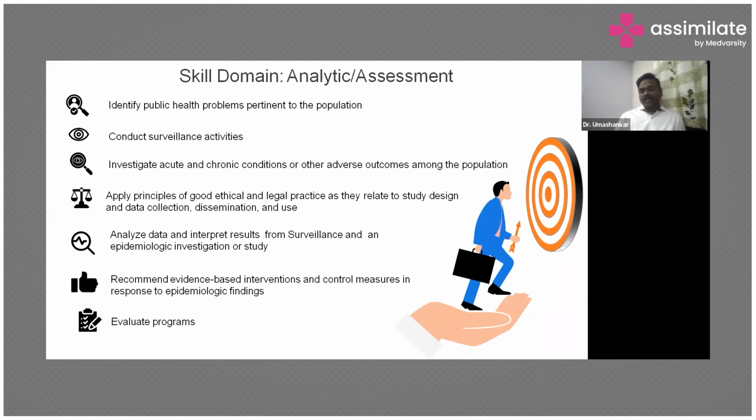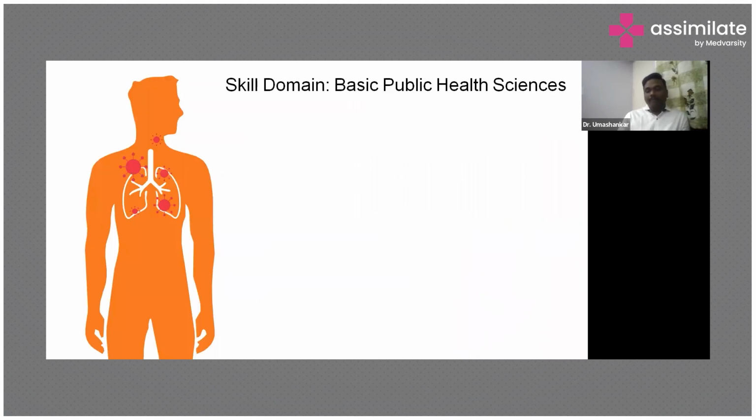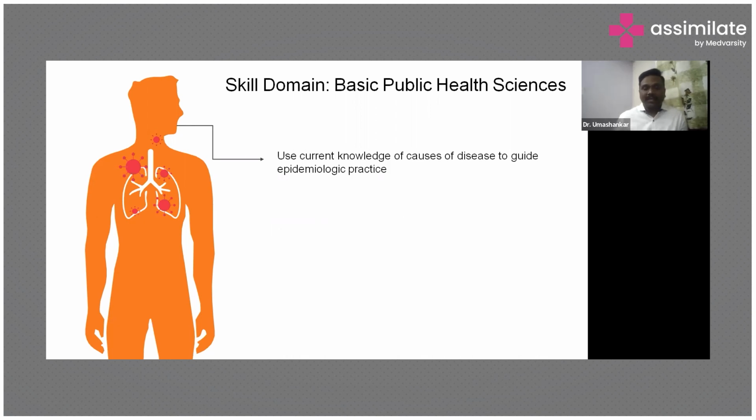Evaluate the program, whether the disease or any public health program is going on smoothly, not smoothly, or where is the hindrance, what is it, why it is not going on. So we have to evaluate the program. The next skill, the domain, what we were talking about, health, okay? So how this skill is being used: knowledge about the disease, okay? How to guide the epidemiological practice.